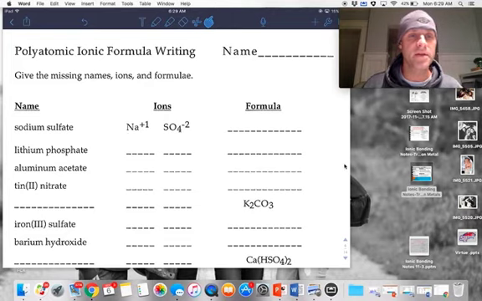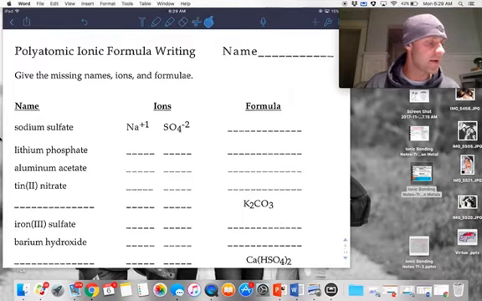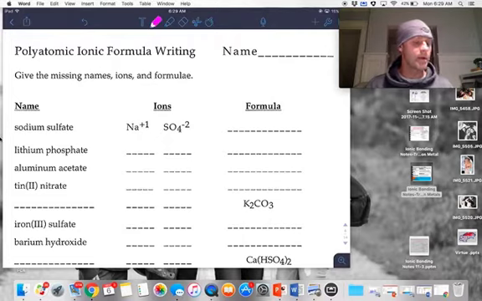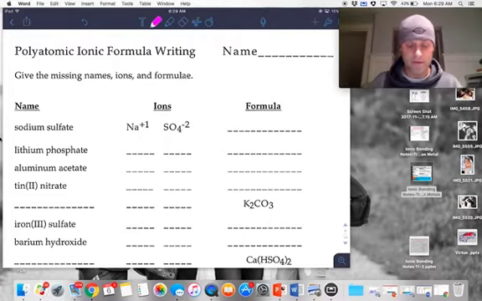So here's page 6 in your polyatomic ion formula writing worksheet. Okay, at the top it says give the missing names, ions, and formula. So on the left-hand side, I have the name. In the middle, here's your different ions. And then on the right, what's the formula? So the first one says sodium sulfate. The ions are Na+1 and SO4 -2.